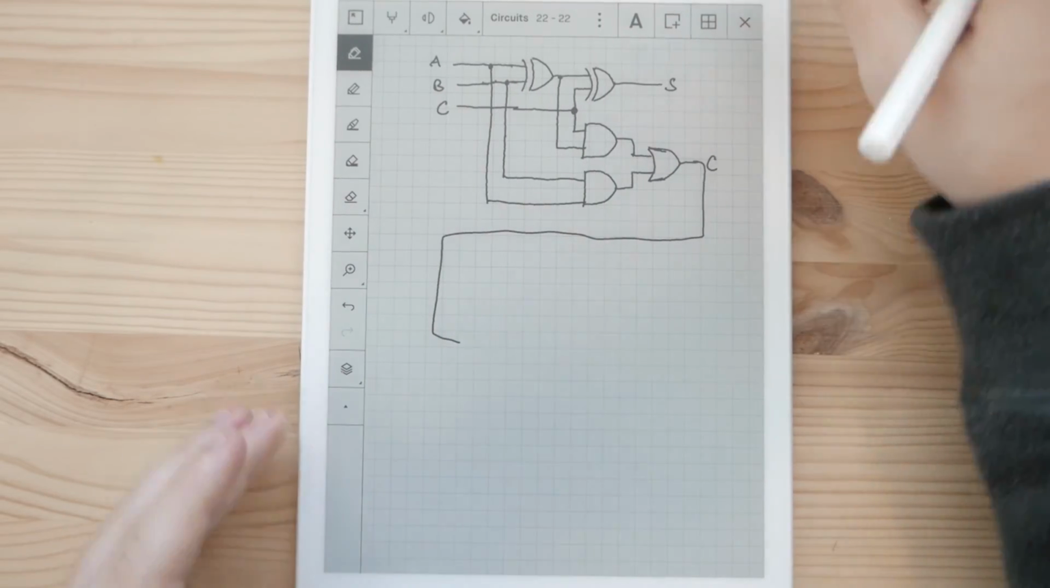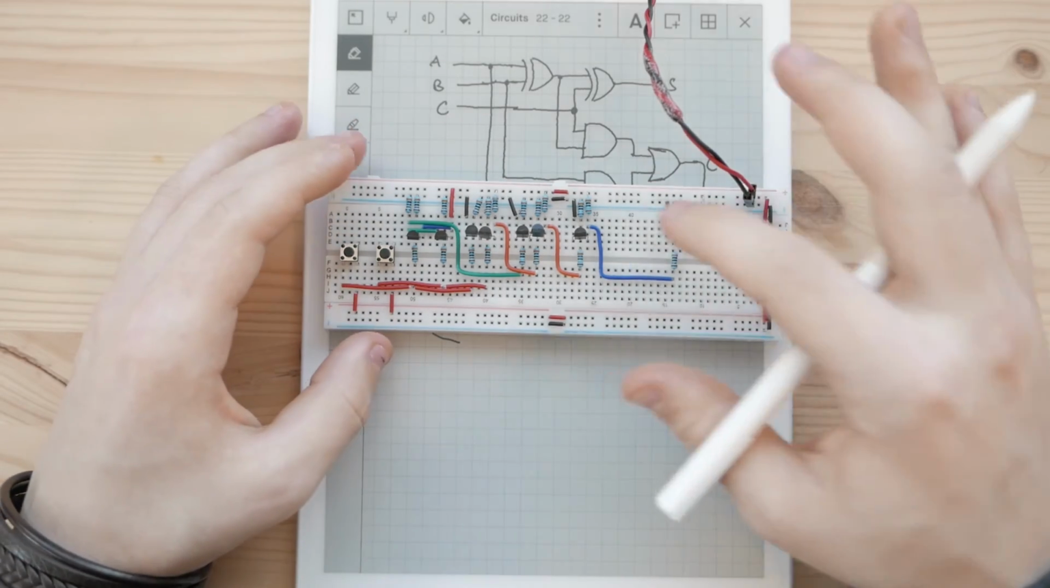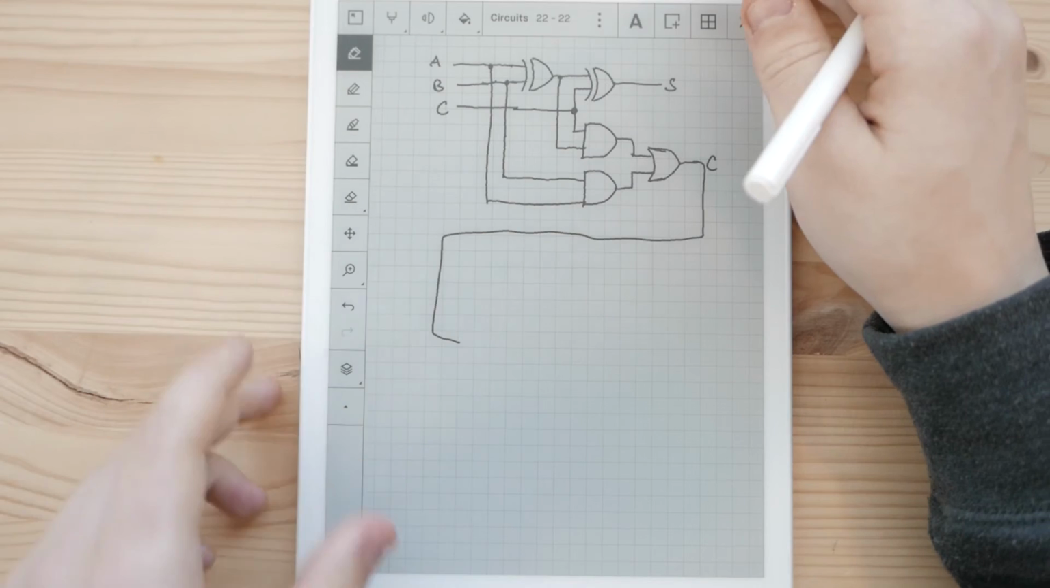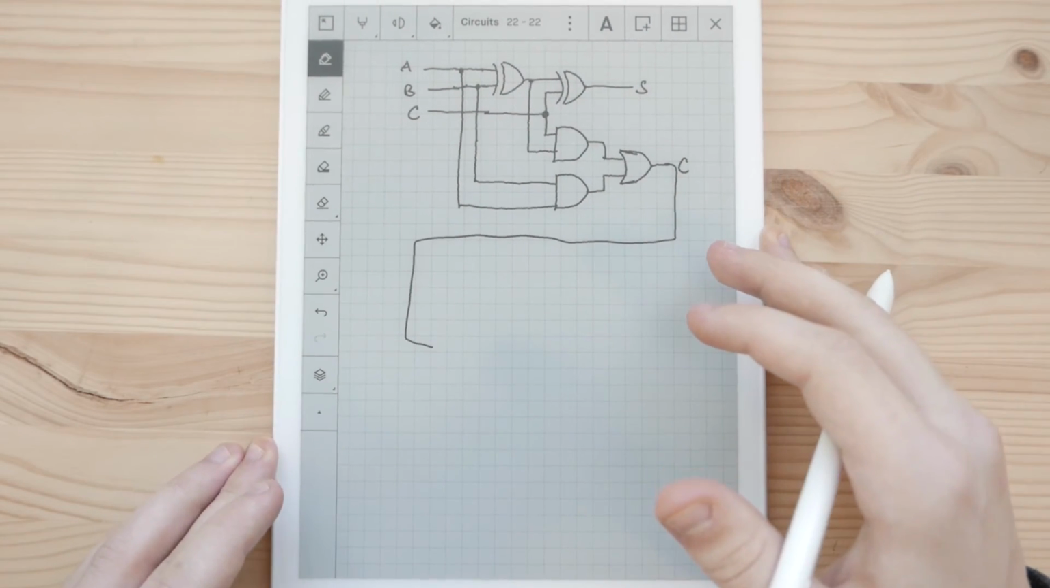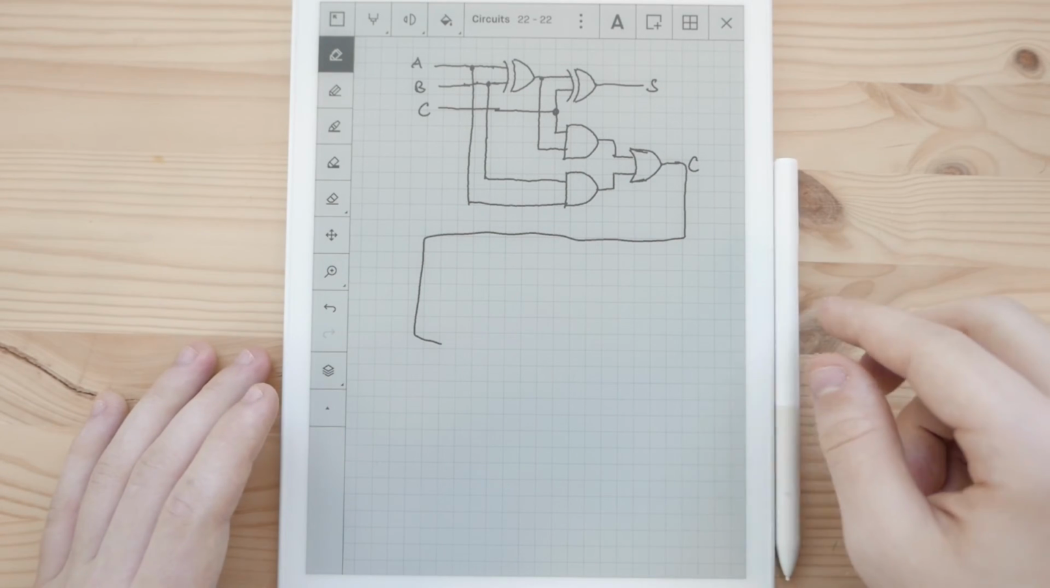So that was just a quick introduction to this XOR gate, and also a very, very quick introduction to number systems and how binary addition works, base 2 addition.